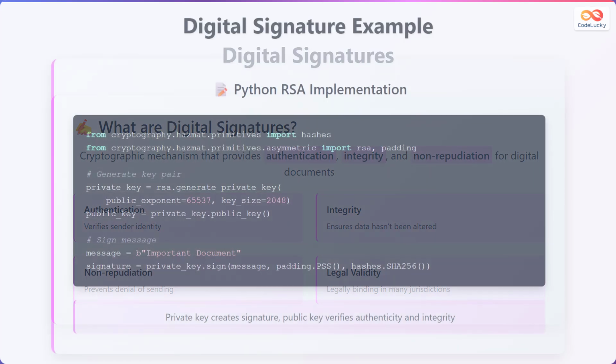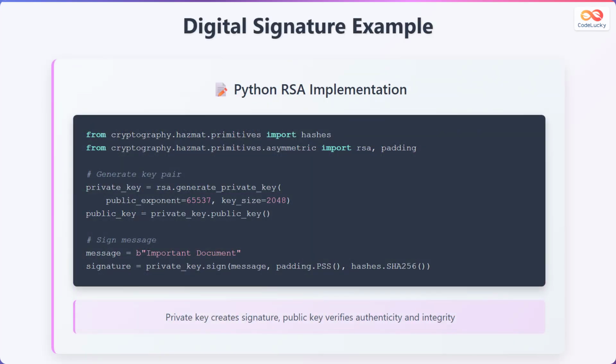The RSA digital signature implementation demonstrates the practical application of asymmetric cryptography for authentication. The process begins with generating an RSA key pair, using a public exponent of 65,537 and a key size of 2,048 bits.